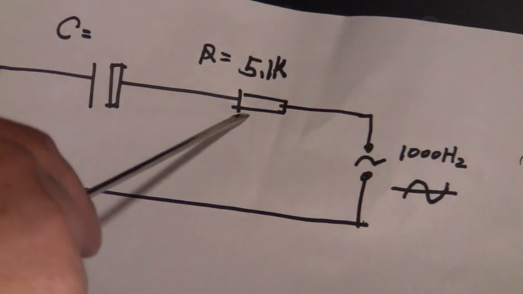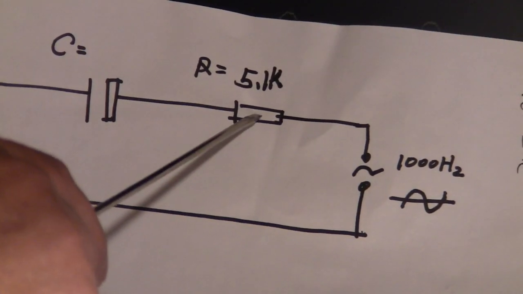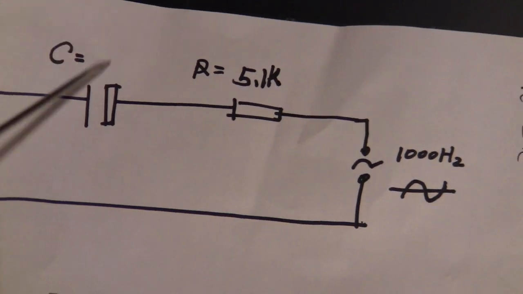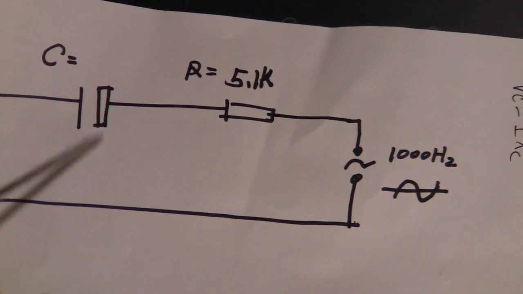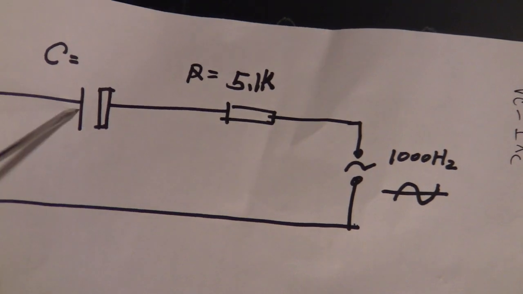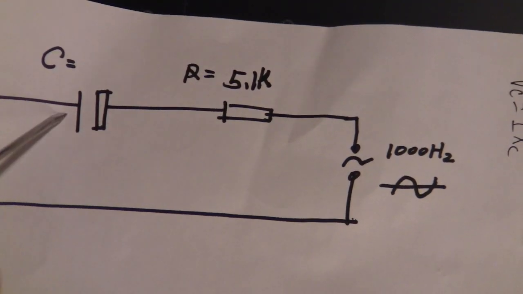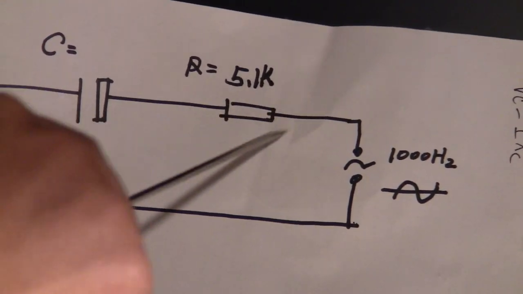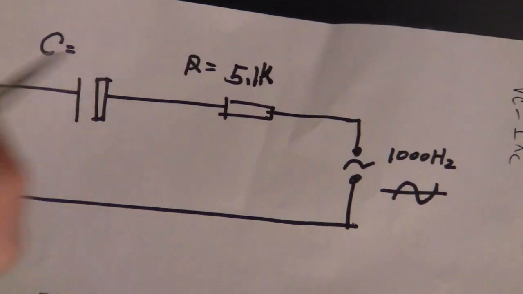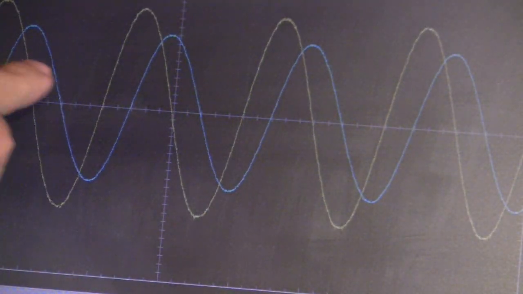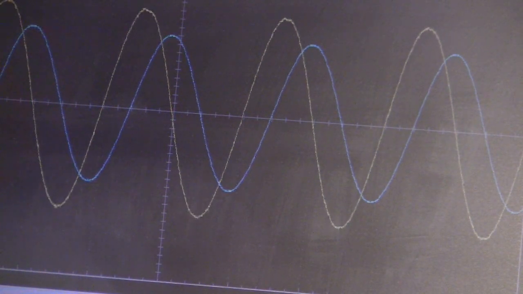5.1K resistor in series with the capacitor. So now the capacitor has the resistor in the circuit. Then we can see this shift is not 90 degrees. It starts to make some sense. The ESR starts to kick in.